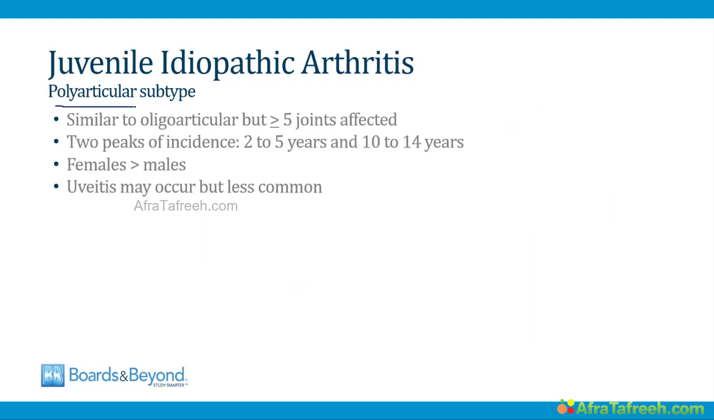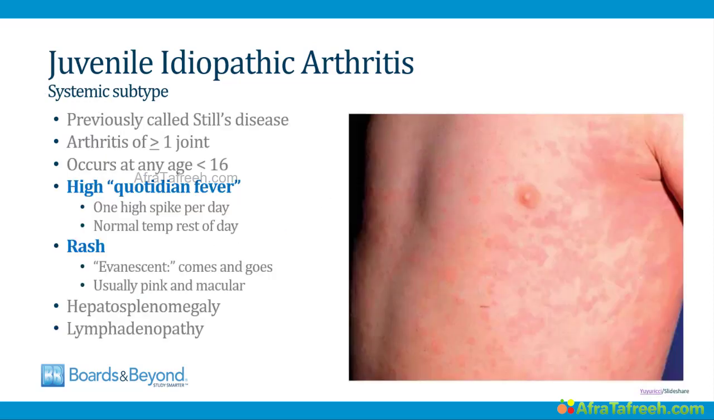The polyarticular subtype is similar to the oligoarticular subtype, but 5 or more joints are affected. This occurs in children either 2 to 5 years of age or 10 to 14 years of age. It's also more common in females than males, and uveitis can occur in this subtype, but it's less common compared to the oligoarticular subtype. And then the systemic subtype was previously called Still's disease.